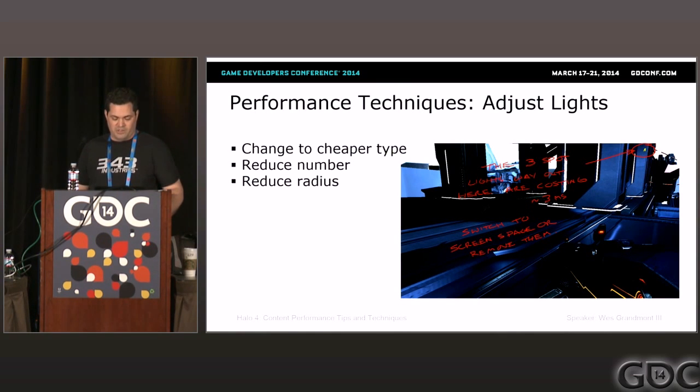Speaking to lights being left behind, we were over in this area, and nobody could figure it out. Turned out there were these tiny little dynamic spotlights in the middle of nowhere that were costing 3 milliseconds, which is a huge part of your 33 millisecond budget, and just deleting these solved the problem. So being aware of what your content's doing is a huge part of this.